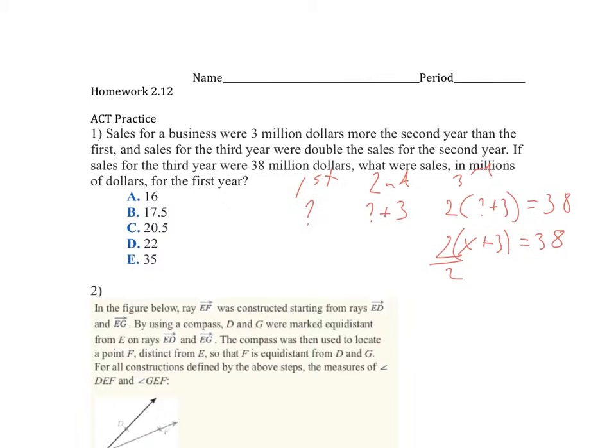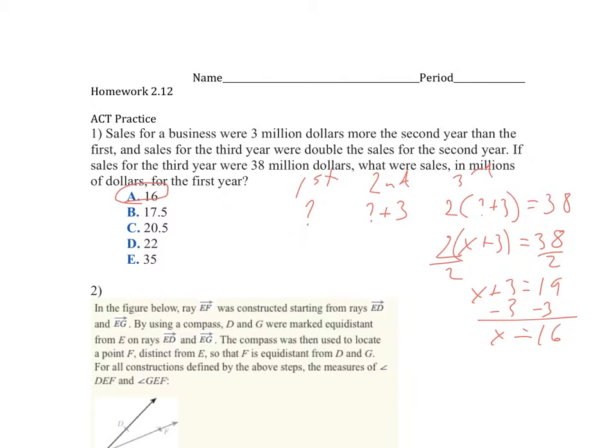We can divide both sides by 2 like this, and that gives us a number plus 3 equals 19, and then we can subtract 3 from that, and we get the answer of 16, which is letter A. So that's the very algebra way of doing it.